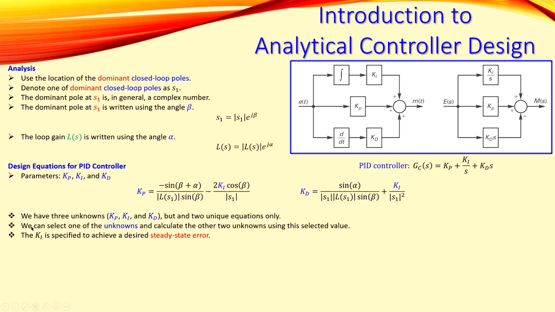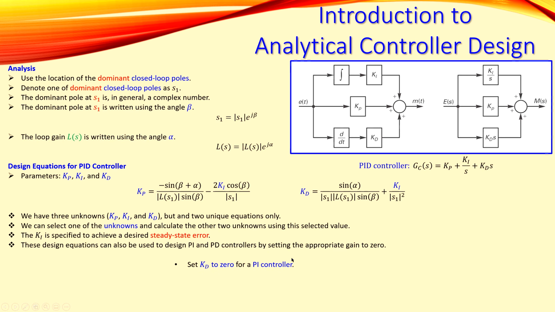So that will also depend on the application. Now, the design equation can also be used to design PI or PD controllers by setting the appropriate gain to 0. As we said before, if you want, for example, a PI controller, you will set just KD to 0, so this branch is actually not interesting for you. But if you want a PD controller, then you will set this branch open, that means your KI will be 0. So that's very straightforward.